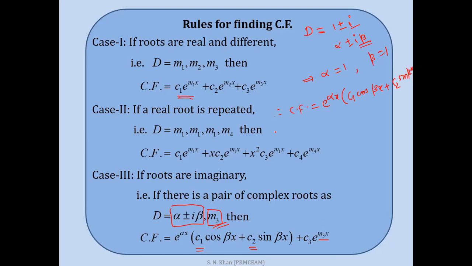Now substitute here the values of alpha and beta. So CF will become: the value of alpha is 1, the value of beta is also 1. So it will become e to the power x. Alpha का value 1 हो गया. In bracket C1 cos beta x. तो beta का value 1 है, तो फिर से ये हो जाएगा सिर्फ cos x and plus C2 sin beta x. So beta x will become only x. Value of beta is also 1. So this is the CF for the root alpha plus minus i beta.